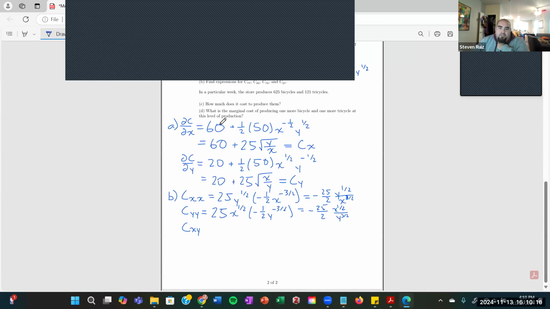Okay, so what's the derivative of the 60 with respect to y? That's still 0. And then what's the derivative of this next term? Essentially 20x to the negative 1/2 times y to the 1/2 with respect to y. So first, let's do the same thing. Let's bring all the stuff out that's a constant with respect to y. So that'll be 25x to the negative 1/2. Now what's the derivative of y to the 1/2? That'll be 1/2 y to the negative 1/2.